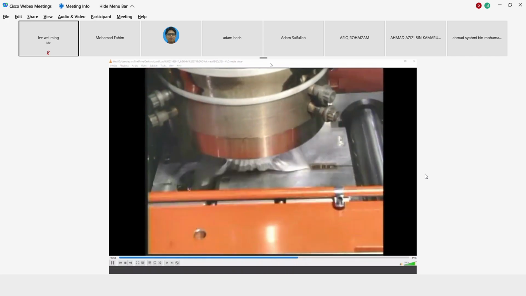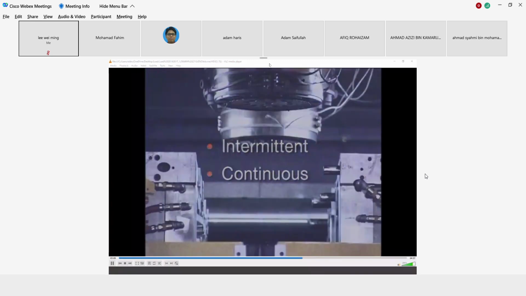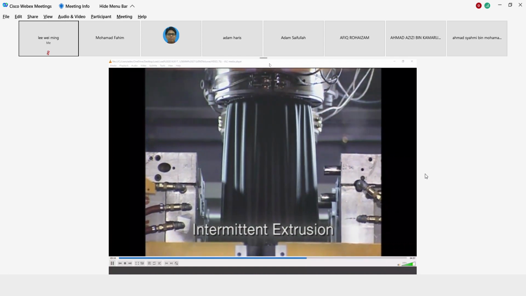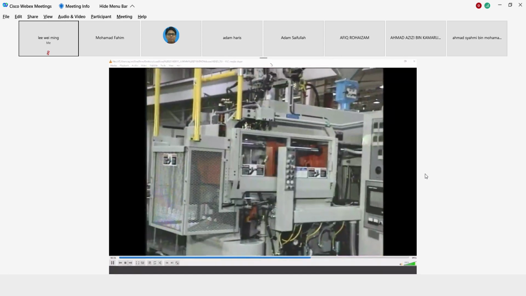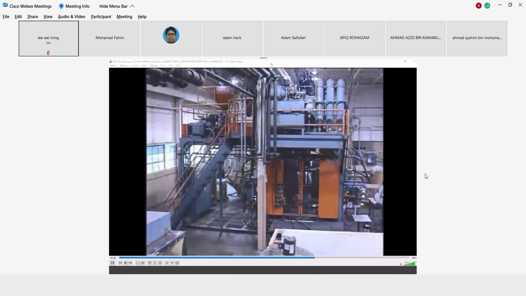Extrusion blow molding uses either an intermittent or continuous method for the formation of the molten parison. Intermittent extrusion produces a parison only when the blow mold is ready. These parisons are produced by using either a reciprocating screw or an accumulator and ram-style machine.